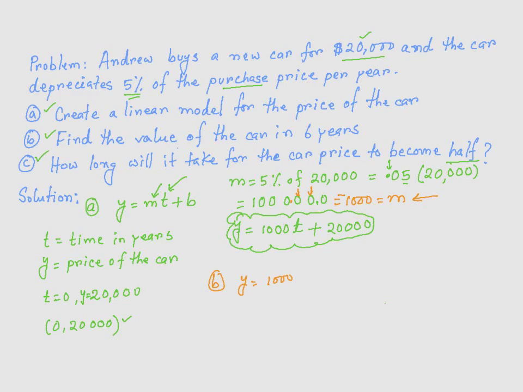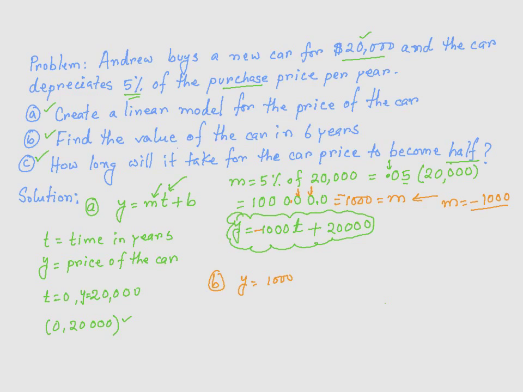So let me write it down here. m is equal to negative 1000. Remember, if it appreciates, then the slope is going to be positive. That means as you move from left to right, the line is going to go up if it appreciates. If it depreciates, the slope is going to be negative. As you go from left to right, the line is going to go down. So this is going to be negative 1000.